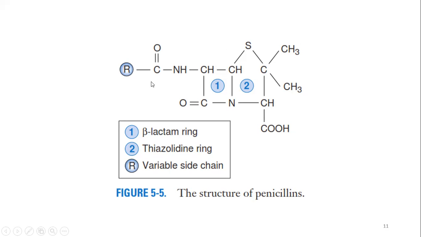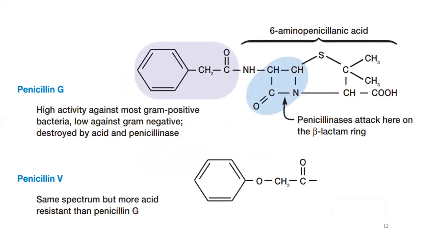And just look here at the variable side chain. This is the side chain which is varying in different types of penicillin. It will be different in natural penicillins and it will be different in other types of penicillin. So with respect to this R group, penicillins vary in their function and in their activities. Okay, so we will discuss the natural penicillin.